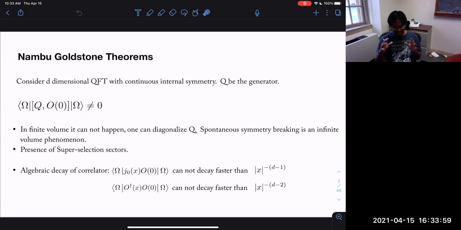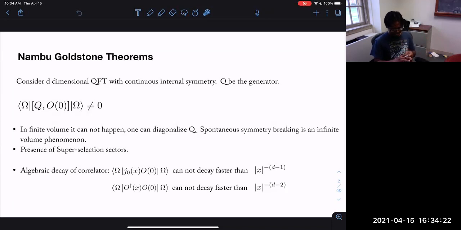Now there is one point to remember, that this equation as it is cannot be satisfied in a finite volume, because in finite volume you can diagonalize the Q, and then of course if you can diagonalize the Q, then this commutator is forced to be 0. So spontaneous symmetry breaking is inherently an infinite volume phenomenon. It can only happen in infinite volume.